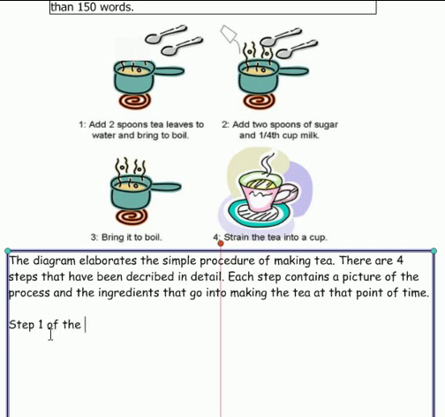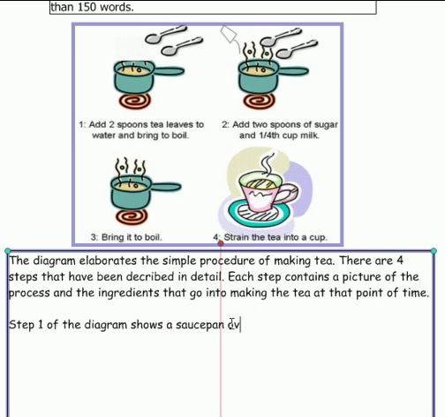Step 1 of the diagram. Now remember, spellings have to be correct, because wrong spellings make a difference in your grammar and it will help in deduction of marks. So if you want to achieve a good band score, take care of your spelling. The step 1 of the diagram shows a saucepan. Now the pan in which you're making tea is called a saucepan, so we're writing this, a saucepan over heat.